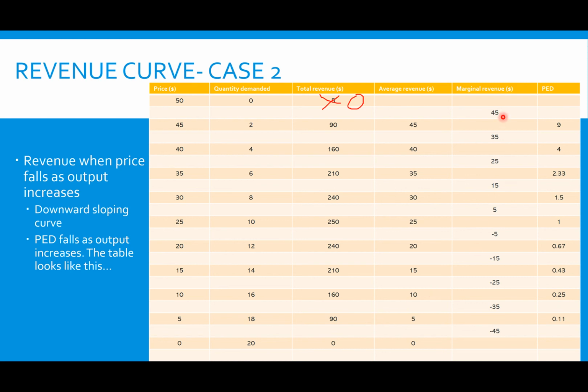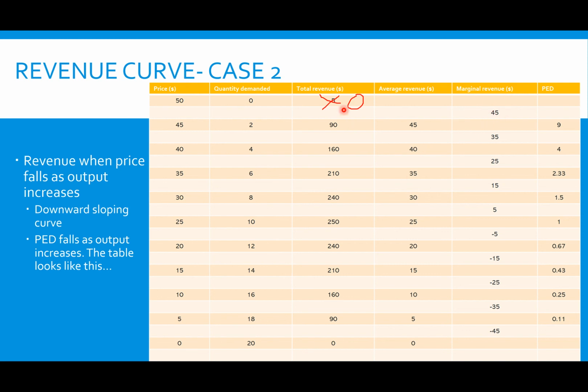Okay. The third one, marginal revenue. As you can see, we're not writing the value of marginal revenue in the same row, but rather in between two rows. Again, marginal revenue can be calculated by the change in TR divided by the change in quantity. Change in quantity here is always 2 units.